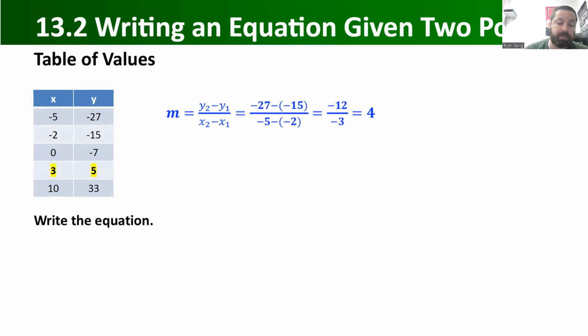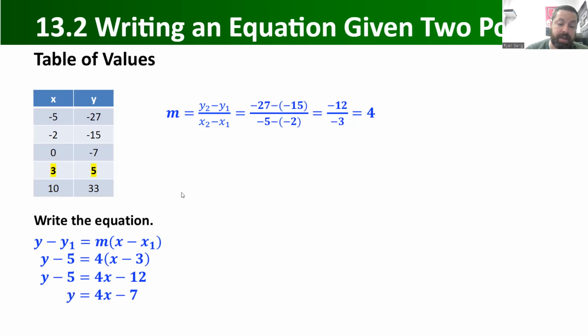Write the equation. I'm going to show you both methods again, but I'll show you that you can choose any of the 5 points. I highlighted the 3 and the 5 because I'm going to choose 3, 5. We'll use point-slope form. y minus the y coordinate, 5, equals the slope, which we just found was 4, parentheses x minus 3. Now I distribute 4x minus 12, add 5, and I get negative 12 plus 5 is negative 7, so y equals 4x minus 7.